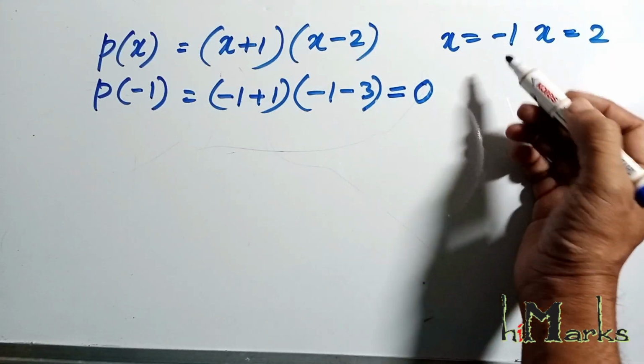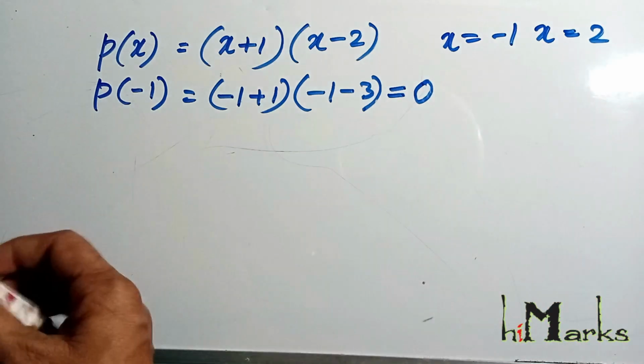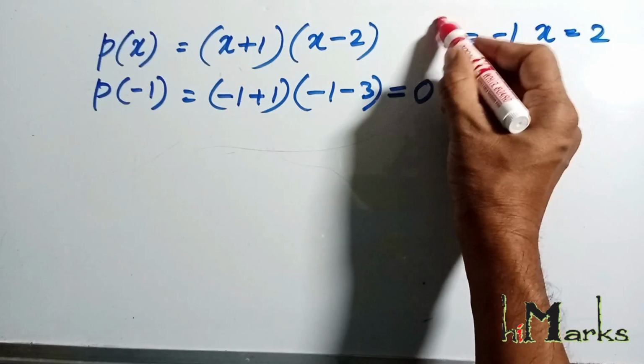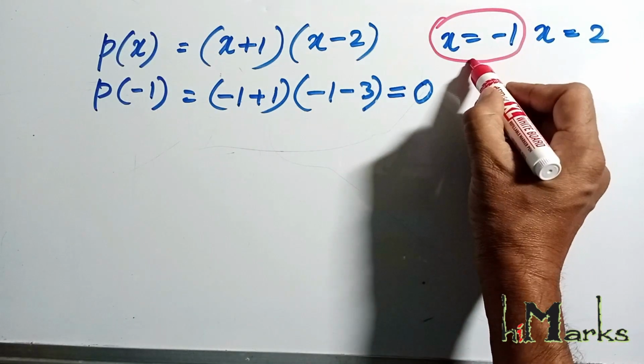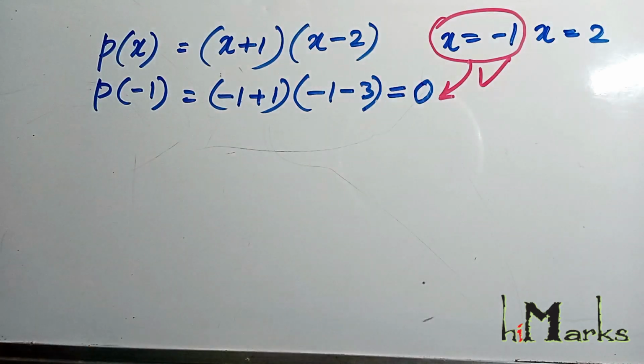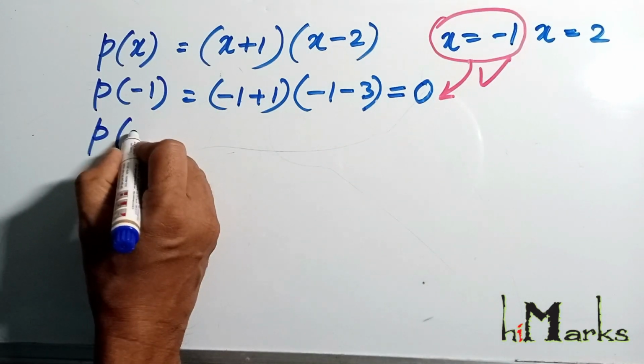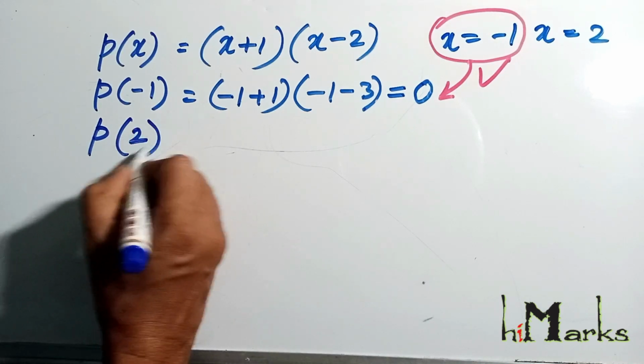So that means this x equal to minus 1 makes the equation 0. So this is a zero of the polynomial. Okay, now let us test the second point, x equal to 2.